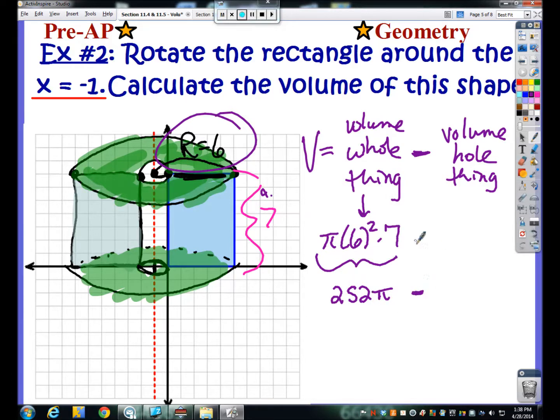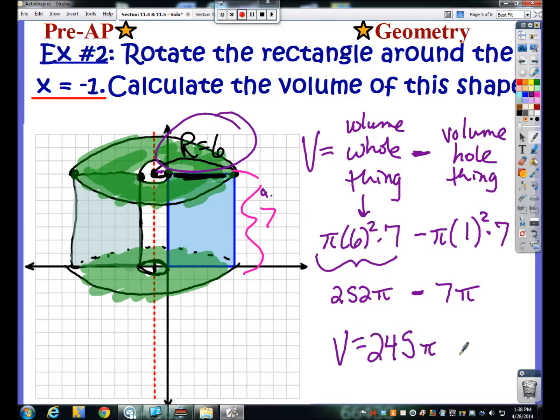But not everything in that 252 pi exists. There's this cylindrical hole that we need to subtract out its volume because it's not there. Well, the radius of that little guy was 1, but it still had a height of 7. So 1 squared is 1 times 7 means we need to take away 7 pi of volume that's really not there. It is in the hole. And 252 pi minus 7 pi of non-existent volume gives us a resulting volume of 245 pi units cubed.